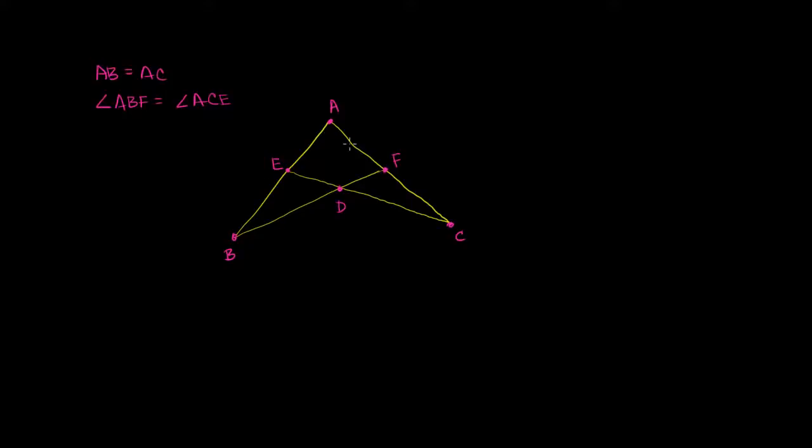Let's say given this diagram right over here, we know that the length of segment AB is equal to the length of AC. So AB, which is this whole side right over here, the length of this entire side, as a given, is equal to the length of this entire side right over here. So that's the entire side right over there.